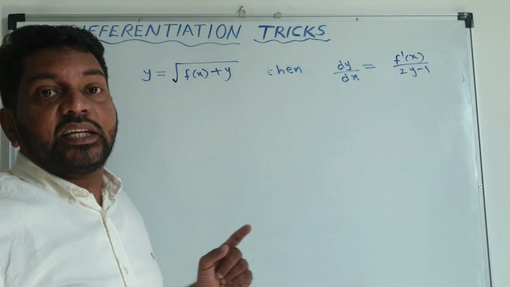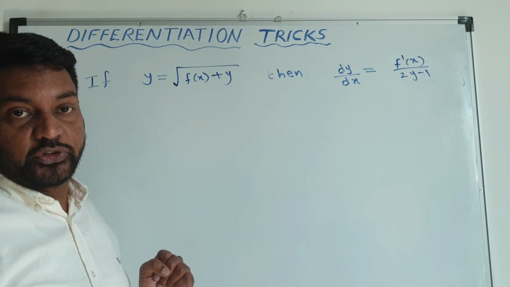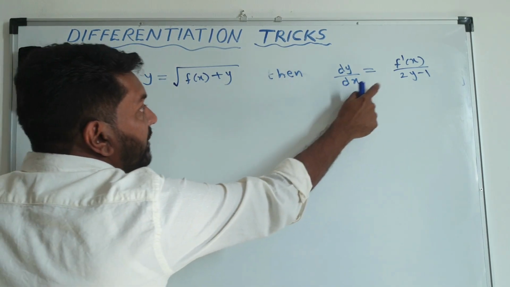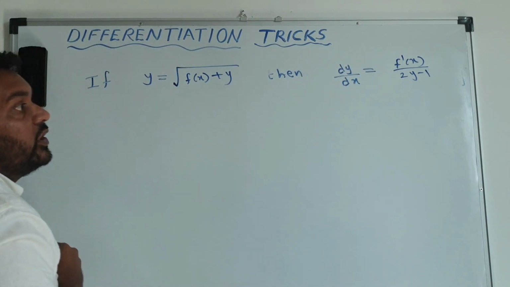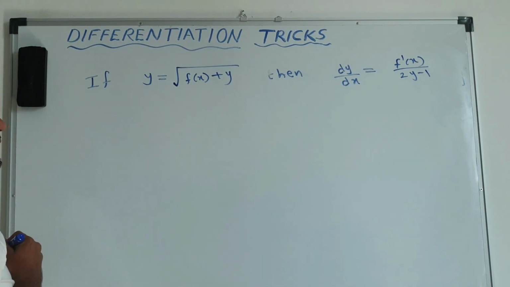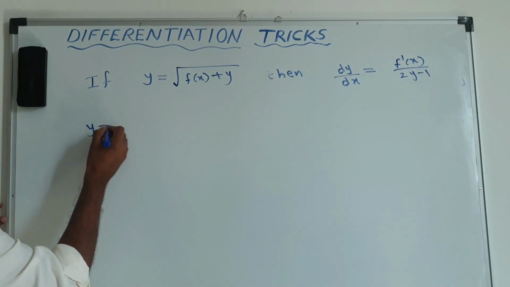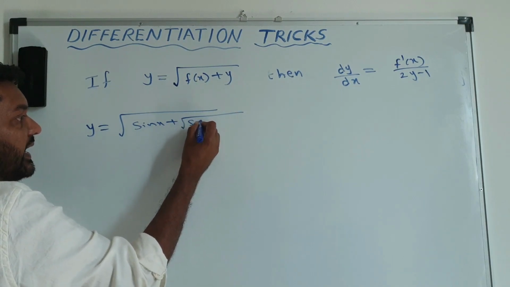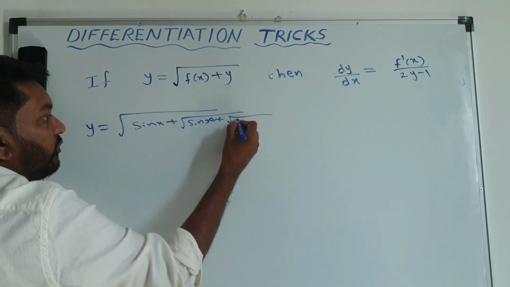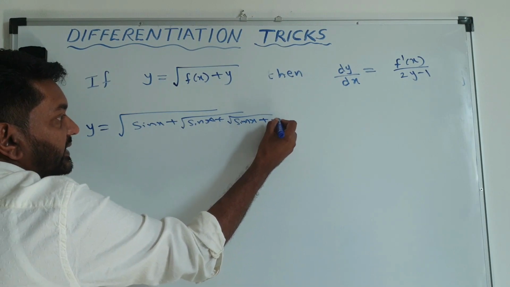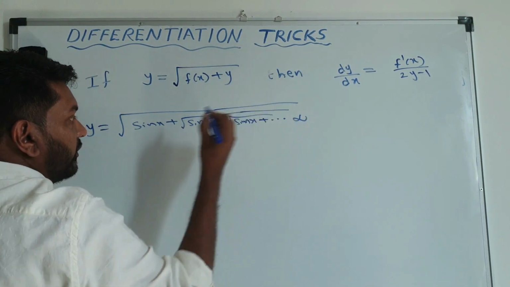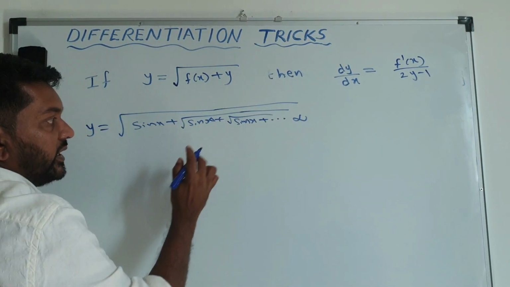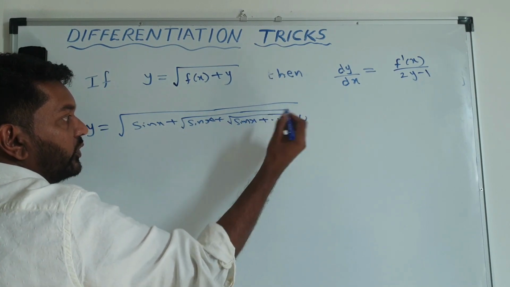Now we will see another shortcut way to solve a common type of question. If y equals root of f of x plus y, then dy by dx is f dash x by 2y minus 1. So I am taking a question, y equals root of sin x plus root of sin x plus root of sin x plus etc. up to infinity. The first root is for the entire thing. The second root starts from the second term and goes up to infinity. The third root starts from here and goes up to infinity.